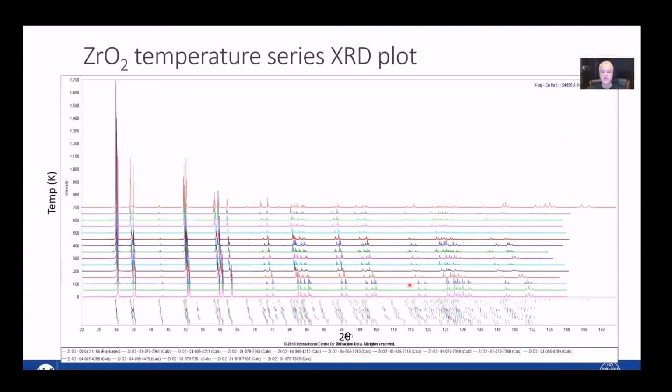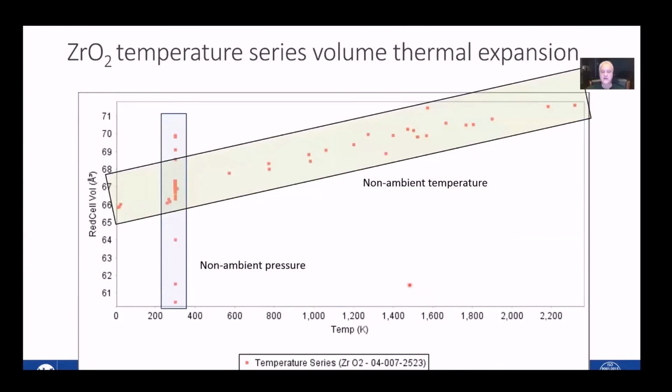When you look at the cell volume as a function of temperature, we actually found two populations. One population that occurred at room temperature and one that occurred at varying temperature. This, it turns out, is non-ambient, but it's non-ambient pressure. This is your non-ambient temperature data, and so this is what we focused on for thermal expansion.